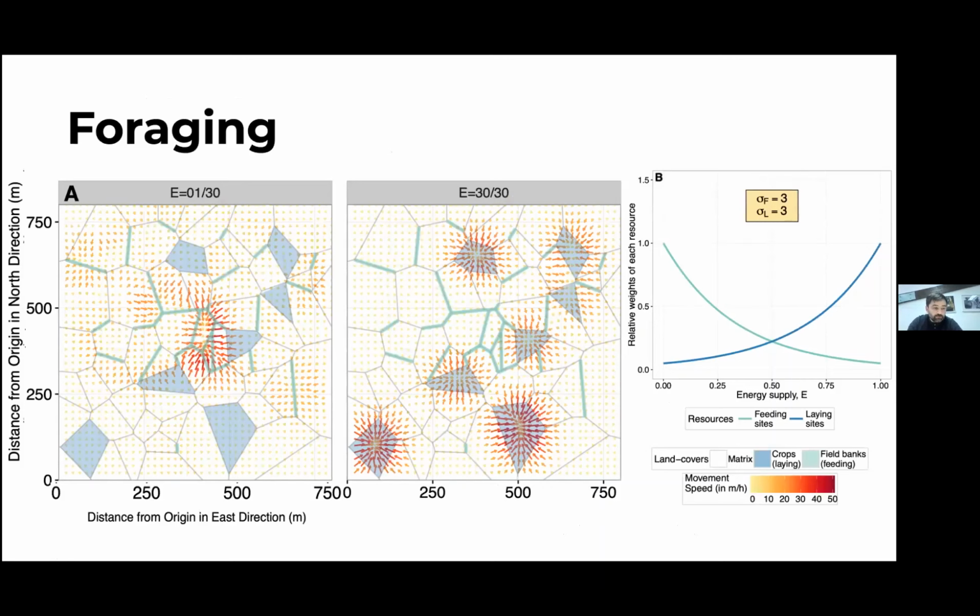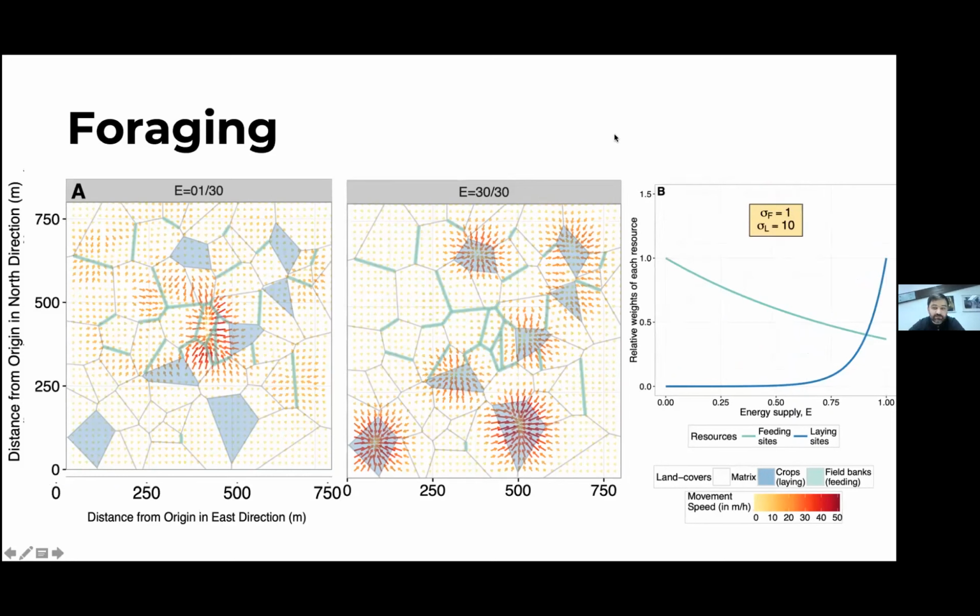Just to show you how it looks. When you have the same weight for feeding and laying... sorry again, in our notation E is the energy. If you have little energy, you see the arrows, you go preferably to the feeding site. If you are full of energy, you go preferably to the laying site. This is what happens. We don't know exactly what coefficient to put. Later we did some statistics, but just to see what happens if I say laying is more important than feeding.